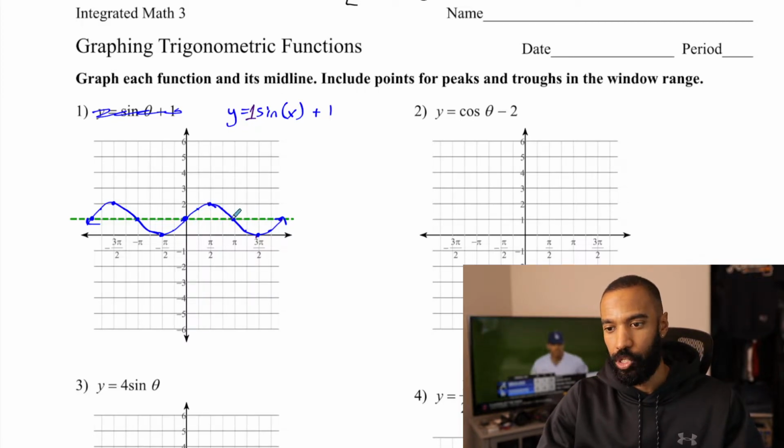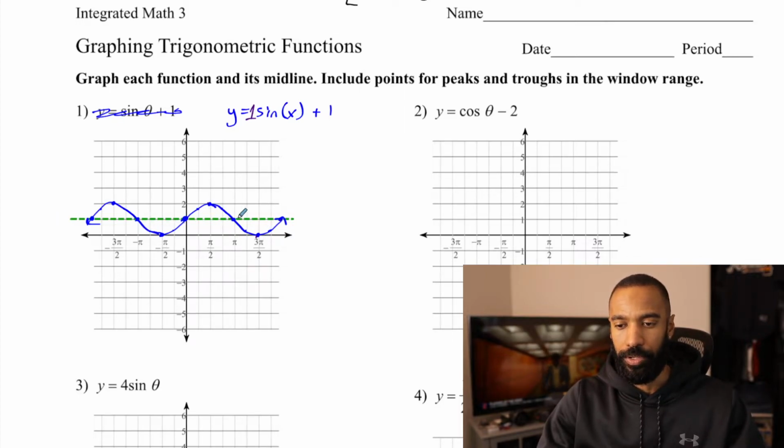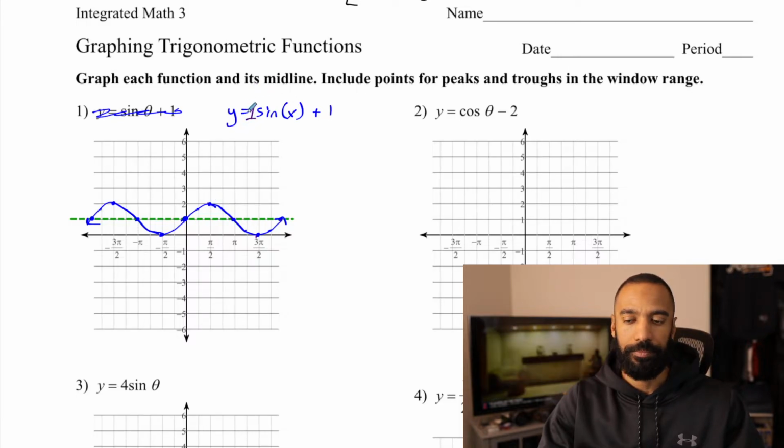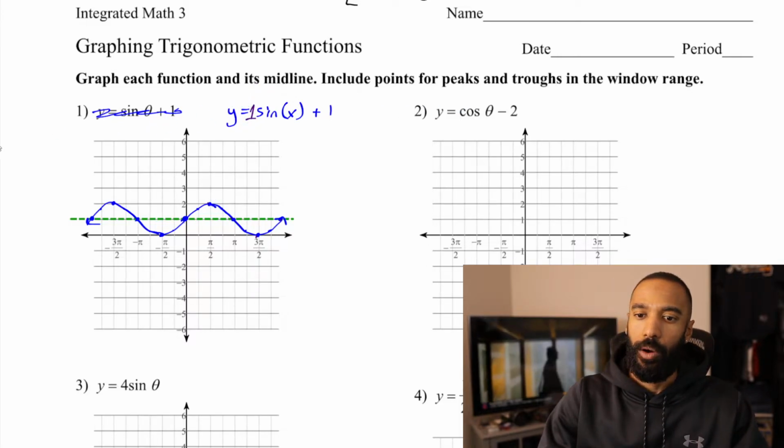Then you go every pi over 2 units to hit a new point, and you continue on that midline. You can see it goes as high as 2 and as low as 0. The amplitude is still 1, and that's it. All right, cosine.